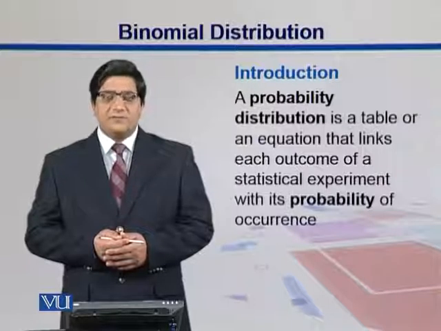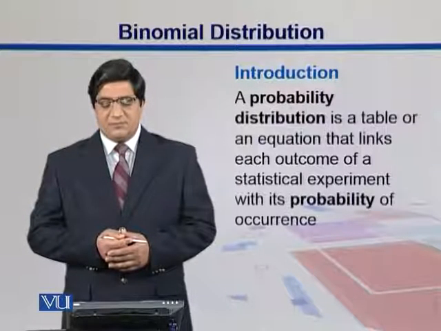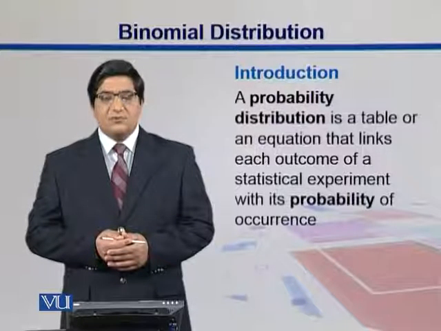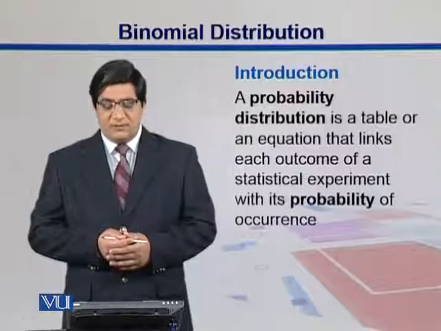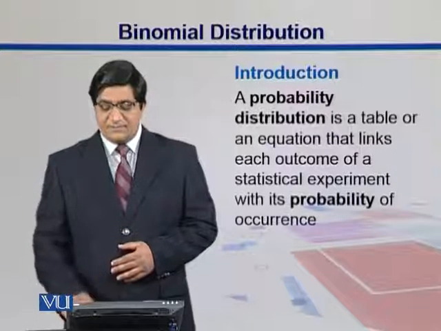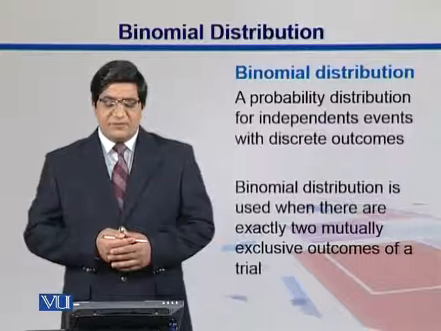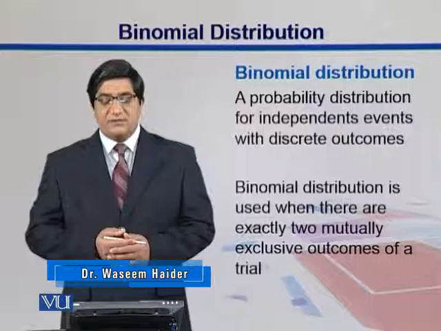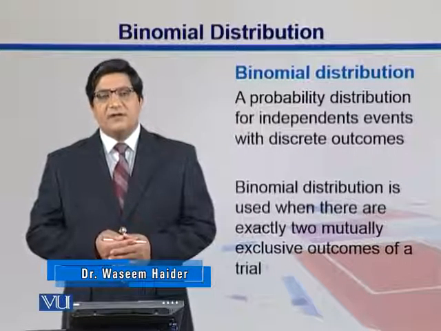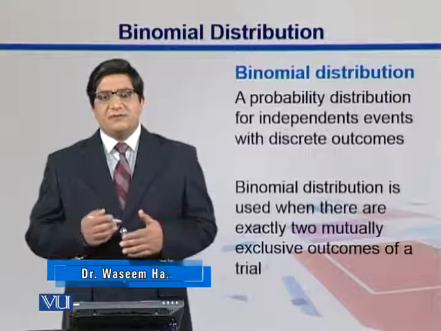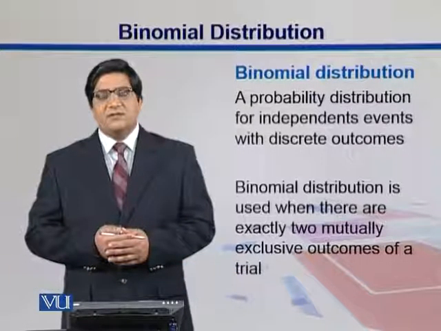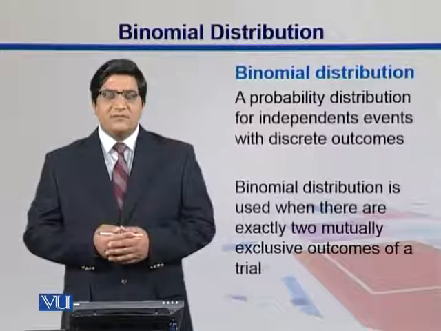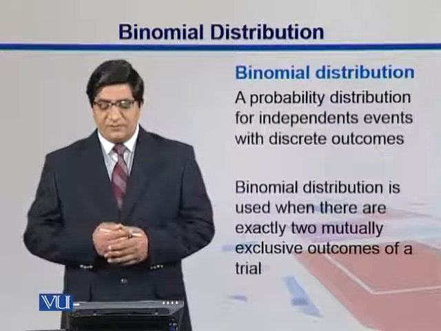So how can we define a probability distribution? A probability distribution is a table or an equation that links each outcome of a statistical experiment with its probability of occurrence. Whereas a binomial distribution is a probability distribution for independent events with discrete outcomes. So you have independent events and their outcomes are discrete. Either you can have a yes or no situation, ones or zeros, heads or tails. These are the kinds of situations where you can apply binomial distributions.